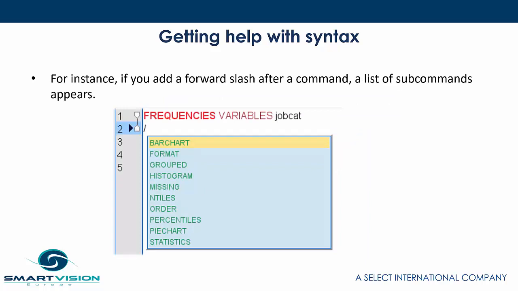The second thing is that even if you put a slash after that, it then tries to anticipate which subcommands you could have. So for example, frequencies has some subcommands. You can have a bar chart, you could have a pie chart, you could have a histogram, you can ask for percentiles, that type of stuff. So it's really powerful and a good way to explore the different elements that you could put in at that point.